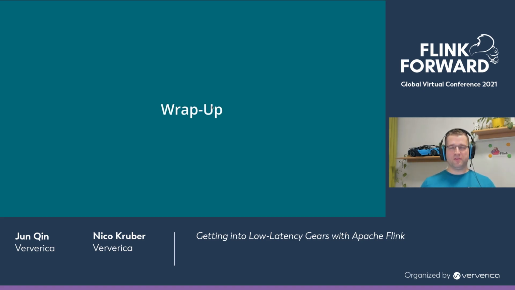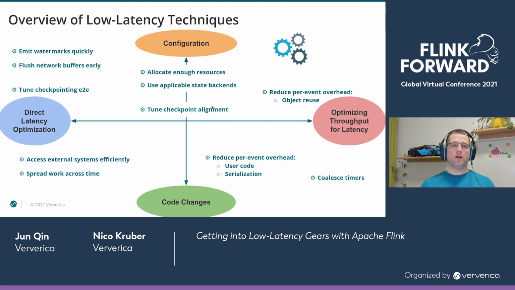And with this, I'd like to wrap up the talk and give you an overview of the low latency techniques that we've presented. Jun has been focusing on more techniques that directly affect latency. I've been focusing more on the throughput side of things. Jun mentioned that you should emit watermarks quickly, that you flush network buffers early, that you allocate enough resources for your cluster in the first place, use the right state backends, and then also tune checkpointing, both for end-to-end latencies and their alignment. And then he was also presenting techniques to access external systems efficiently and spread work across time. I presented the technique to collect timers, and then also went into techniques that reduce the per-event overhead, starting with optimizing your user code, choosing the right serialization, and enabling object reuse.